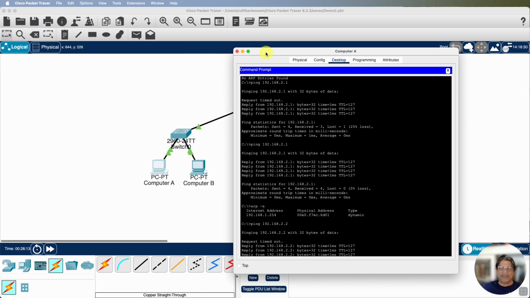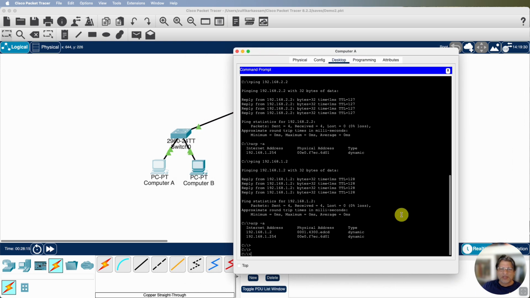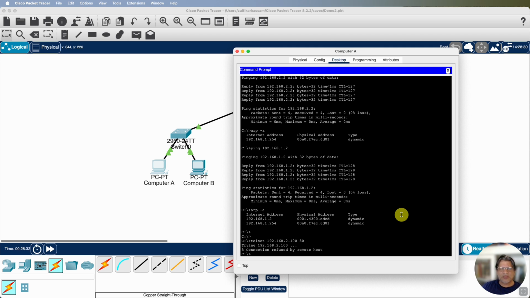One thing you can do also, which is interesting as well, on the command prompt, we can see if we can telnet from computer A to the server. So telnet to 192.168.2.100 on port 80. Port 80 is HTTP. So now we realize we have actually shut down that port, so this is not going to work. It says connection refused by the remote host. So what you're trying to say is, hey, connect to the server on port 80, and the connection was refused.